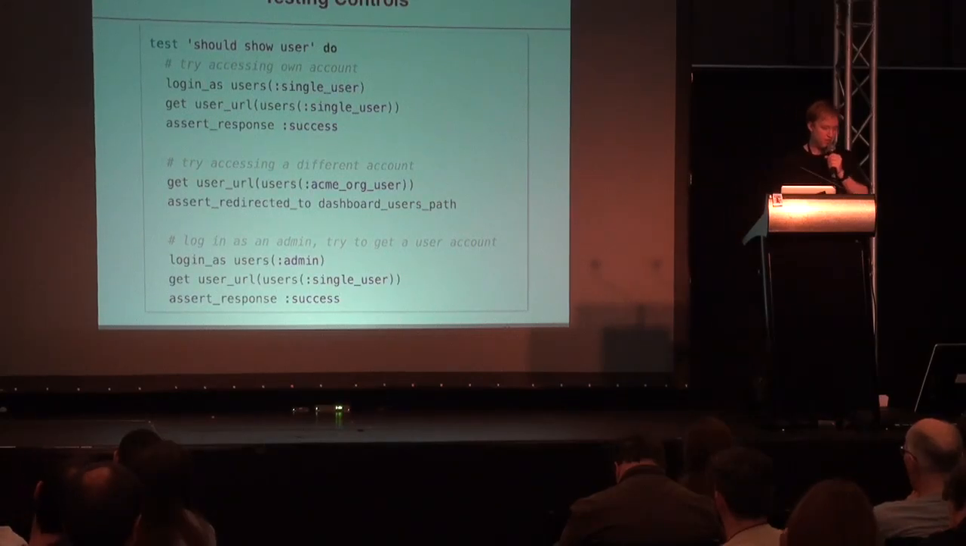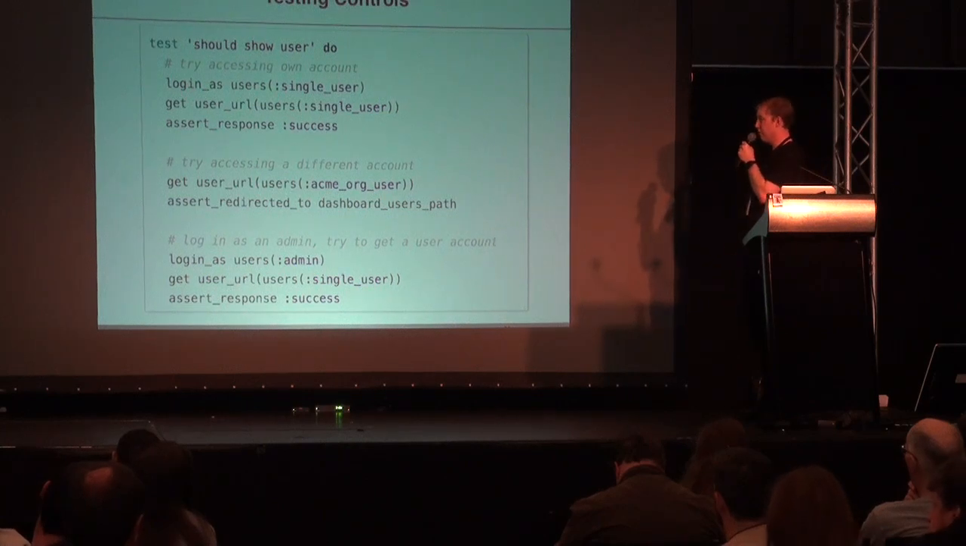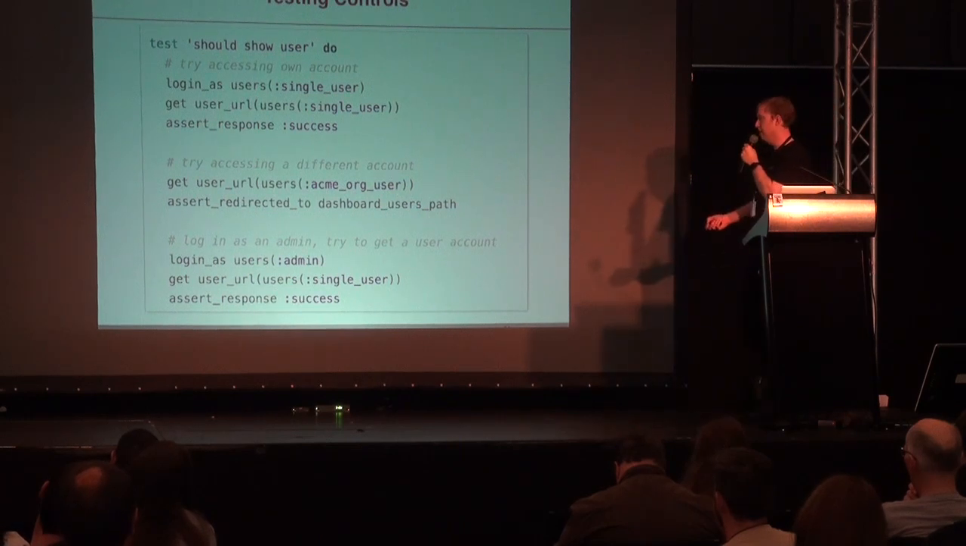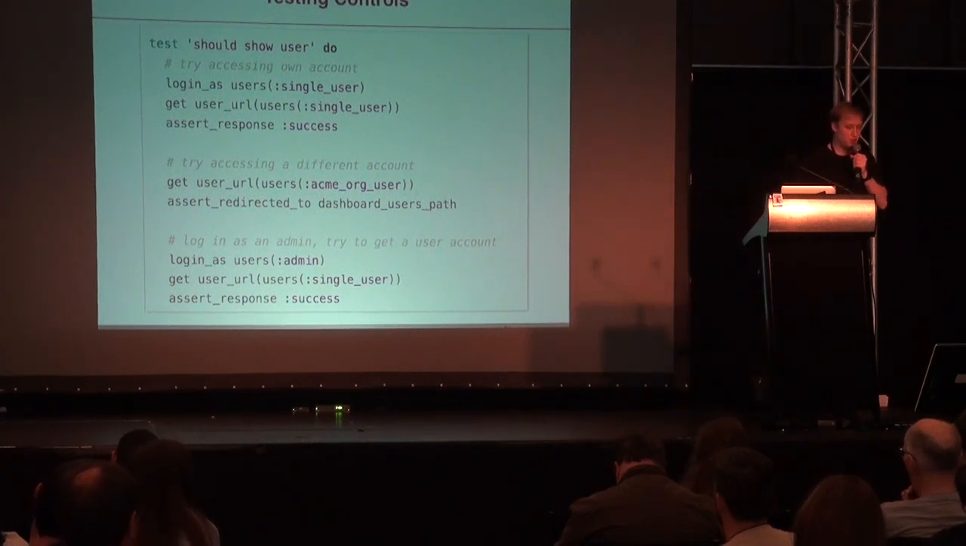So the first thing is to test the security controls as part of just standard integration and unit tests. You can see here, one of my tests is for showing the user profile for an internal app. If you're logged in as a single user, it checks that you'll return your own user profile. It tries to log in as an organization user from a different organization. It asserts that you're returned to your dashboard rather than being shown the user profile. And then you log in as an admin, try to get that same user account, and again, verify that admins can see everybody's user profiles.